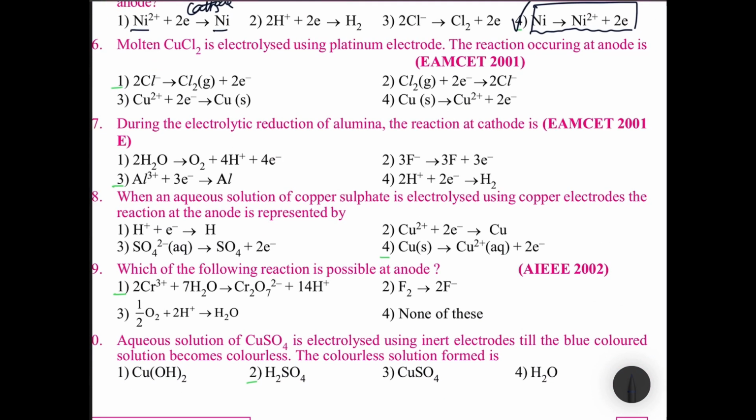Molten CuCl2 is electrolyzed using platinum electrodes. The reaction occurring at anode is, chlorine is there, na? Chlorine is going out. At cathode, Cu plus 2 takes electrons. This is at cathode.